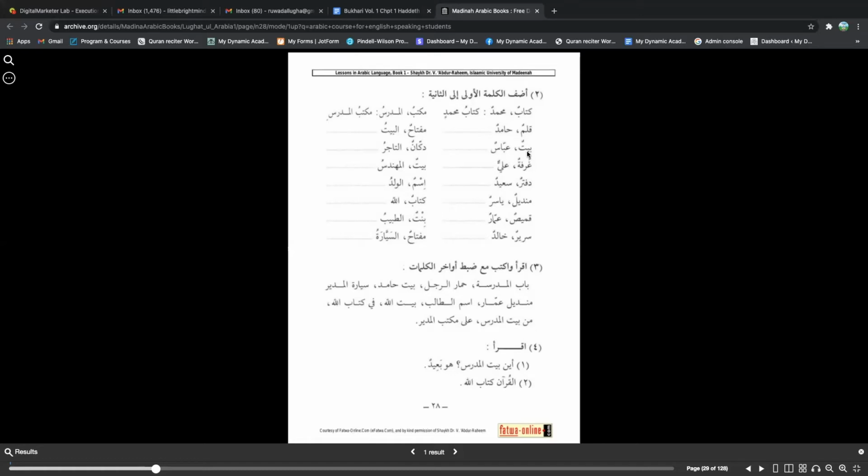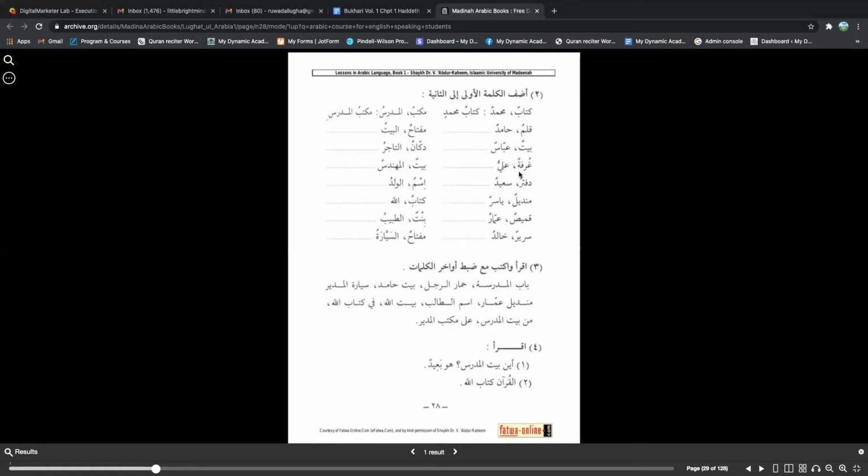Okay, same thing with the next one. We have baytun, a house, and we have Abbasun, which is a proper name. We want to make it definite. We want to make it Abbas's house, not just some house. So we get rid of one of the dhammas, and it becomes baytu Abbasin. He has to become majroor, as he's the possessor, the mudaf ilayhi.